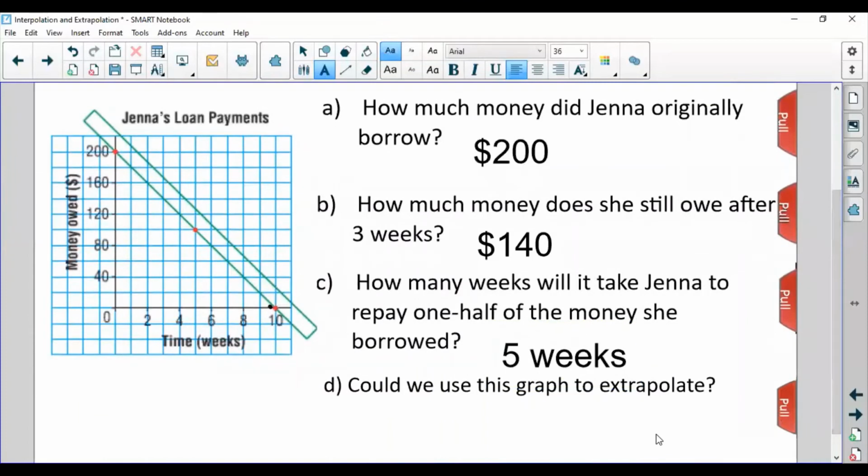Could we use this graph to extrapolate? My graph ended at 10 weeks. Jenna paid off all the money at 10 weeks. We cannot extrapolate this graph because she already paid off all of the money.